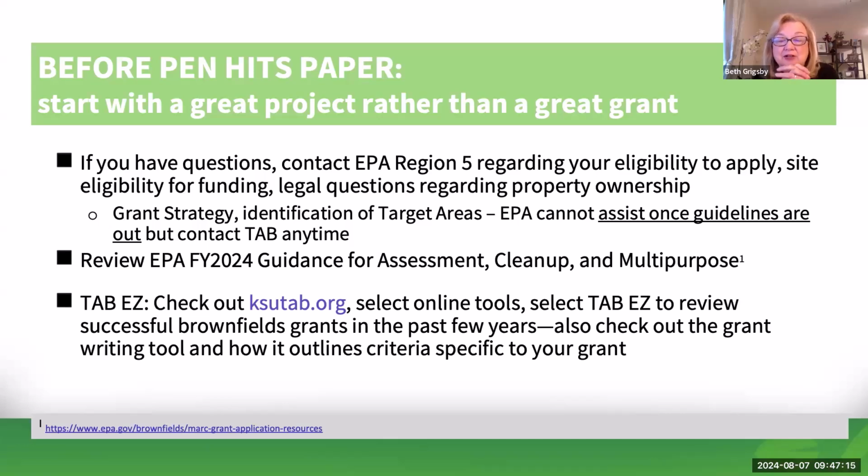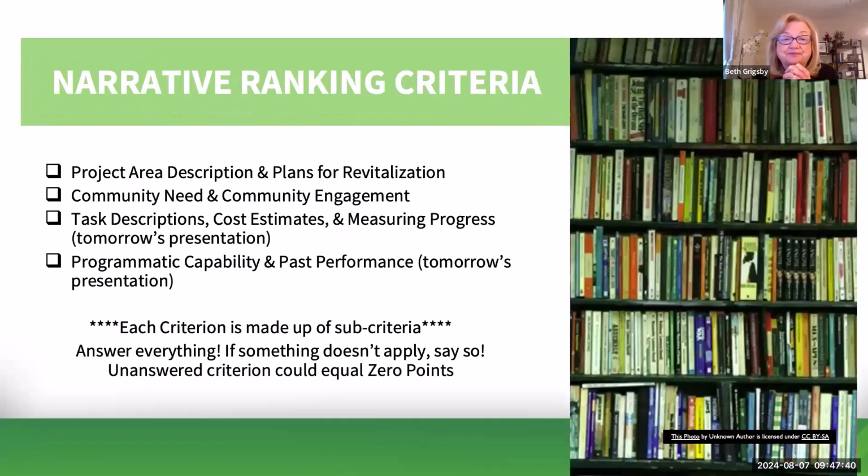Anytime you can actually reach out to TAB, KSU TAB, and we do quite a bit of review of grant applications and assist with that. So we really are up on the guidelines and what's going on. And if we don't have the answer, we figure out a way to get an answer for you. Next slide, please. And so today we're talking about the narrative ranking criteria.